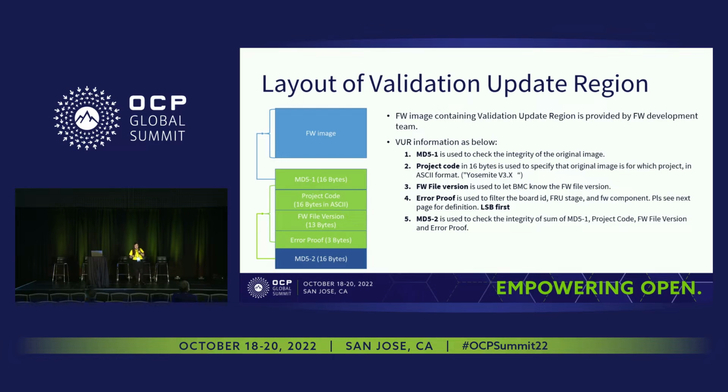So first, we will calculate 2 MD5 checksums. The first one is to confirm the integrity of the original image, and the second one is to confirm the integrity of the validation update region. And next, we will have a 16-byte ASCII format platform name. The platform name should match what we define for the platform. And next is the 13-byte firmware file version so that BMC knows the image file version. And the last one is error proof.